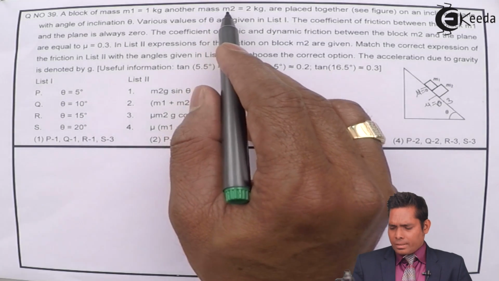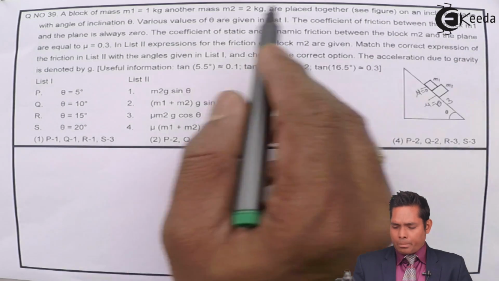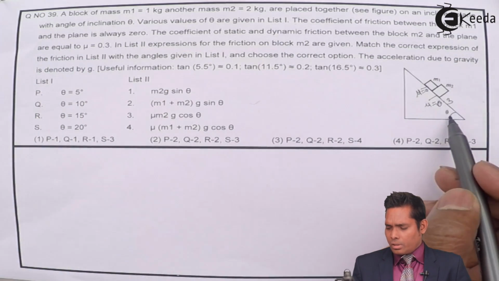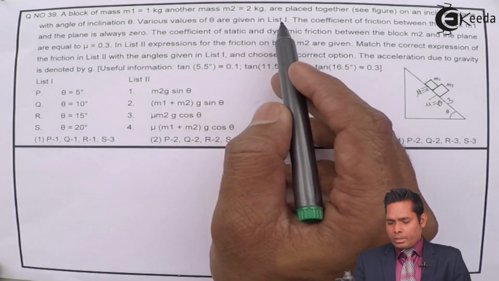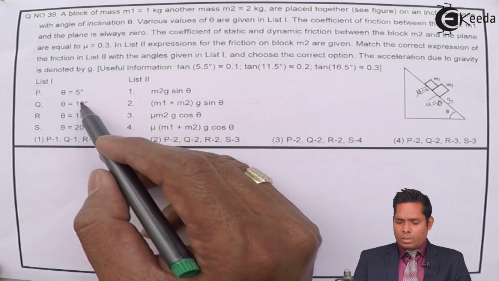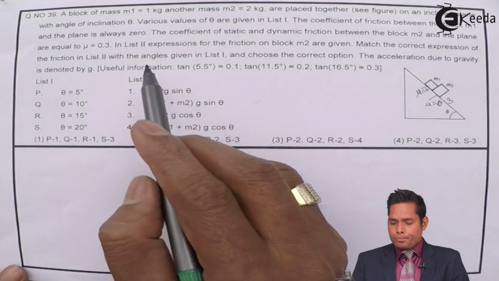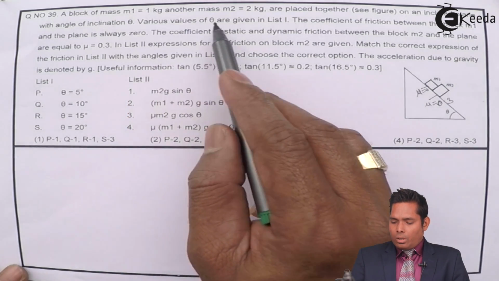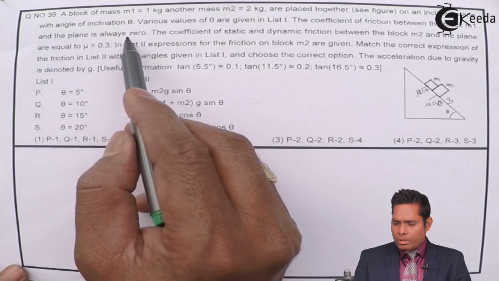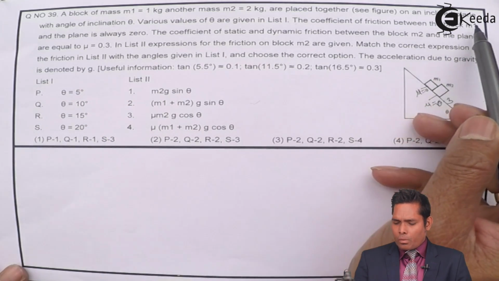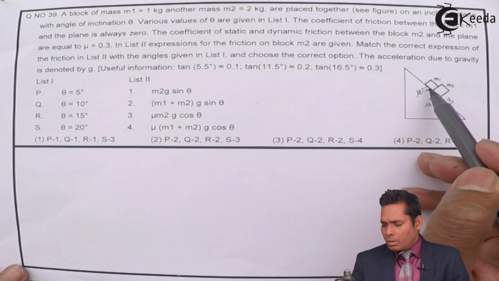And another block of mass M2, 2 kilogram here, are placed together on an inclined plane with an angle of inclination theta. This is the angle of inclination theta. Various values of theta are given in list 1. So these are the theta we vary, sometimes 5, 10, 15, 20, something like that. The coefficient of friction between the block M1 and the plane is always 0. So this one is 0. I can see here there is no friction between this block and the plane.